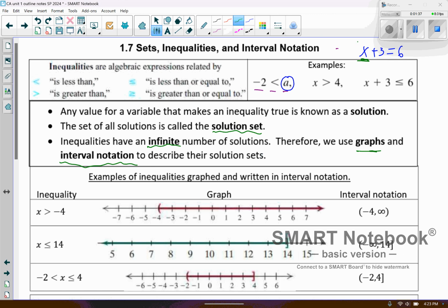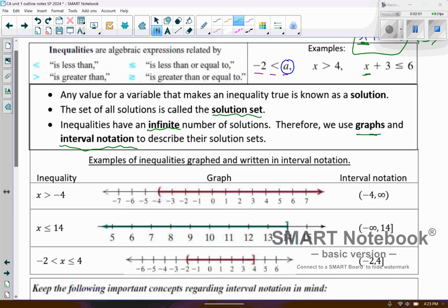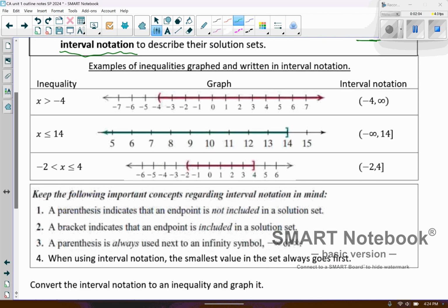My example up here is real simple. My solution would just be 3. But here it's a little more complicated because there's an infinite amount of numbers you could plug in for x to make this statement true. That's what we're going to look at. Especially the interval notation will be a notation that we use throughout the semester, not just in this lesson but in other units. So just keep that in mind.